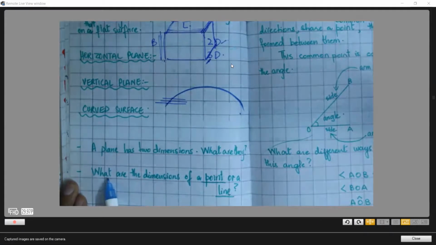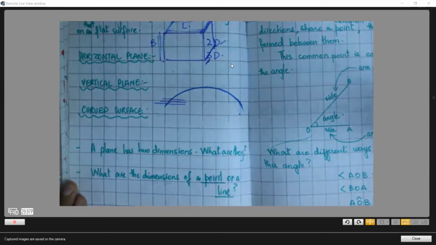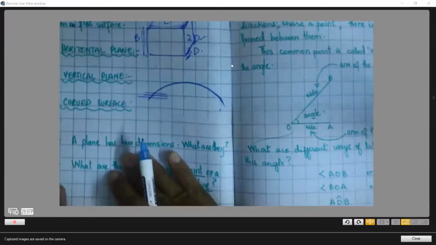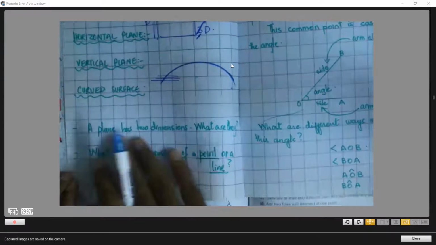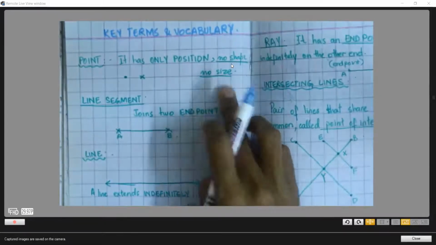Okay, we have done this. What are the dimensions of a point or a line? Sidra, what are the dimensions of a point or a line? They don't have any. Yes, very good. They don't have any dimensions. We just did this. They have no size, no shape, and therefore no dimensions.